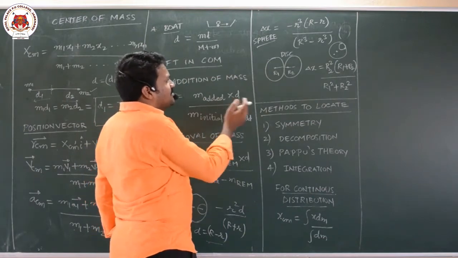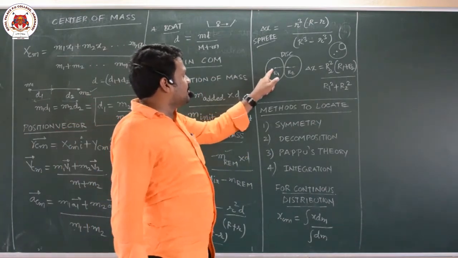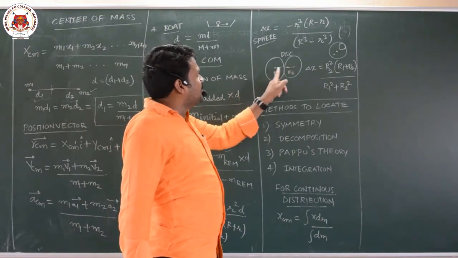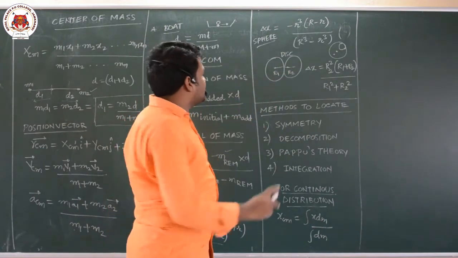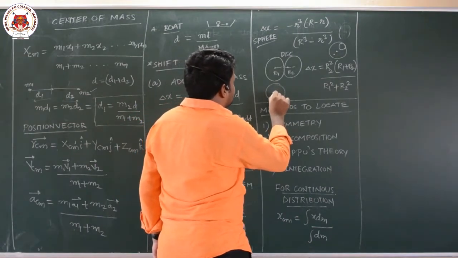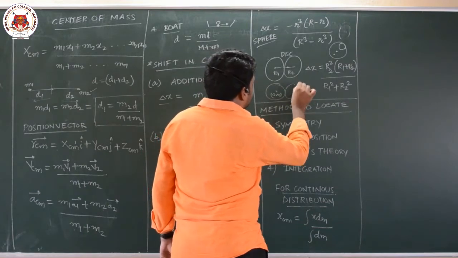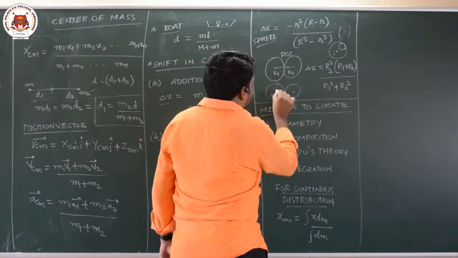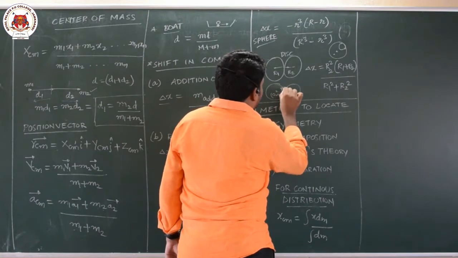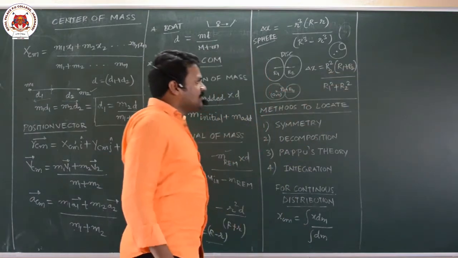d is the distance of the center of mass of the added part from the original center of mass. Original center of mass is here. Center of mass of the added part will be r1 plus r2, because initially you are having only one disc. Center of mass is here, 0, 0, you can take this here. If you add one more disc, this is the center of mass of the disc. Now what is the distance between these two? r1 plus r2 is the distance. So that's why D I took as r1 plus r2.